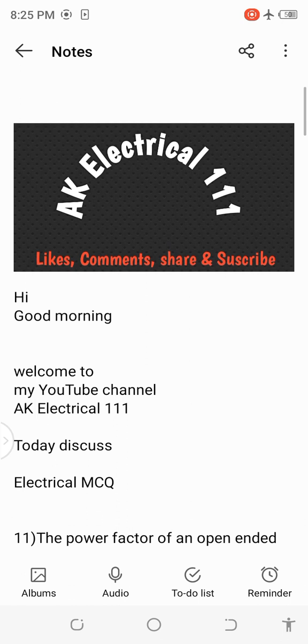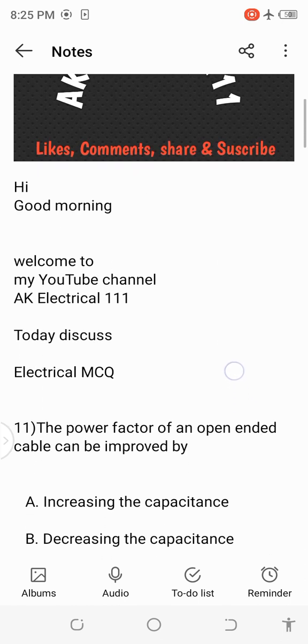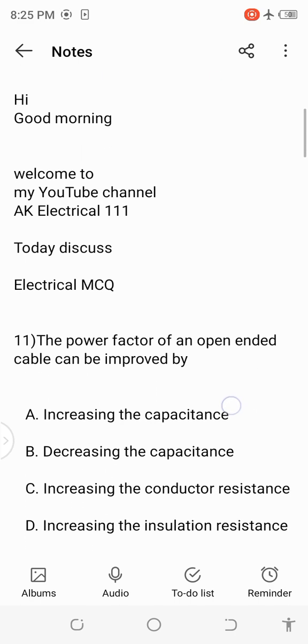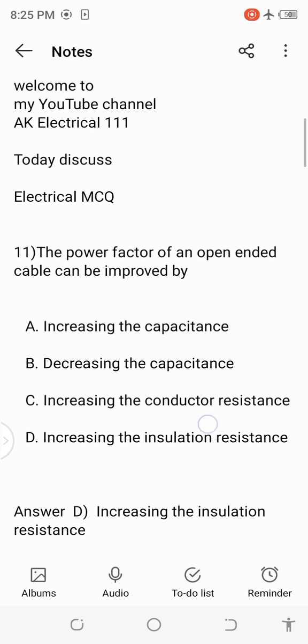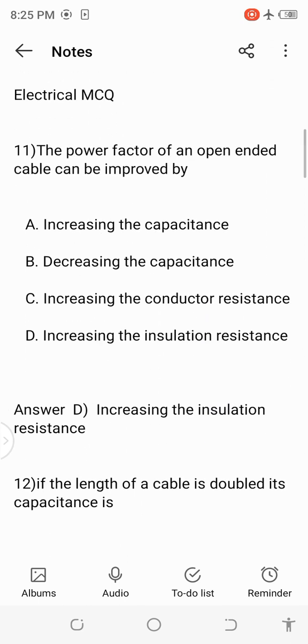Today we discuss Electrical MCQ 11. The power factor of an open-ended cable can be improved by: A. Increasing the capacitance. B. Decreasing the capacitance. C. Increasing the conductor resistance. D. Increasing the insulation resistance. Answer: D. Increasing the insulation resistance.